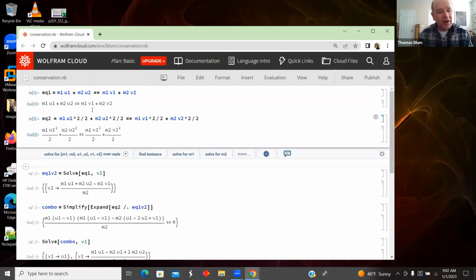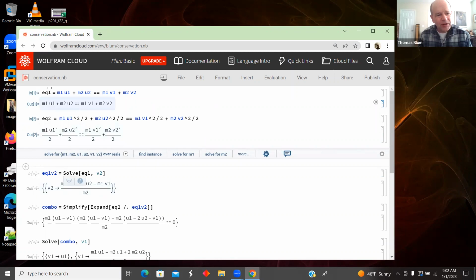Shift enter. Okay, so now I have my 2 equations. And I'm going to imagine a scenario where I know the masses and I know the before values, and I want to find the after values, the V's. So I'm going to solve the simpler equation, the momentum equation, for the second velocity and substitute that in.